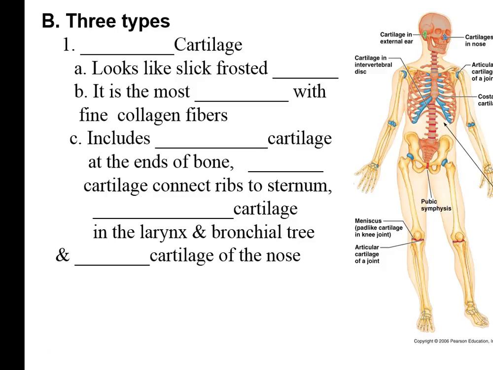There are three types of cartilage that we see associated with the skeletal system. Hyaline cartilage is the one that I pointed out a while ago. It looks like slick frosted glass. It has a light blue color. It's found on the ends of bones. It is the most abundant, and the fibers there are very fine collagen fibers, so you almost can't see them when you look at it under a microscope.